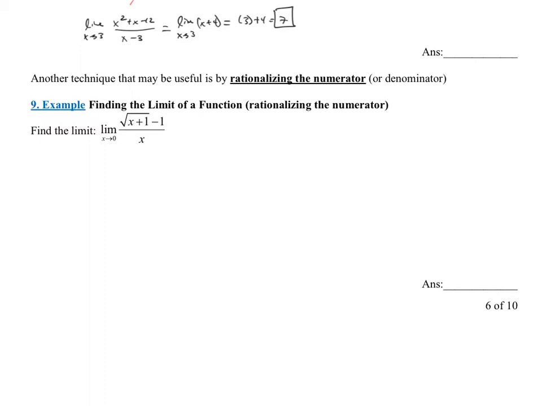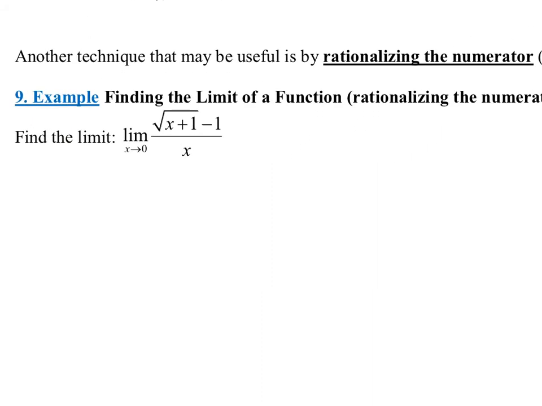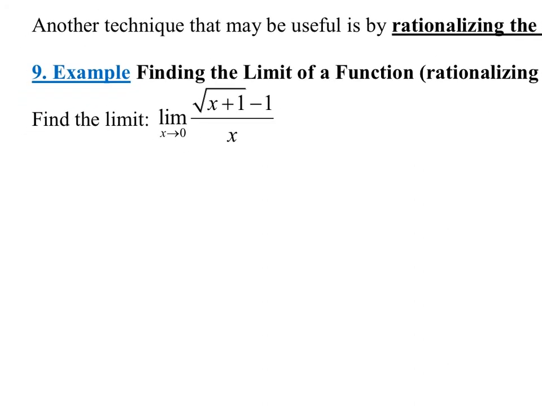So here we have square root of x plus 1 minus 1. The exact same thing with the opposite sign would be the square root of x plus 1 plus 1. Okay, so let's give this a try. Let's take this one step at a time. It says find the limit as x approaches 0 of the square root of x plus 1 minus 1 all over x. So what should we try doing?